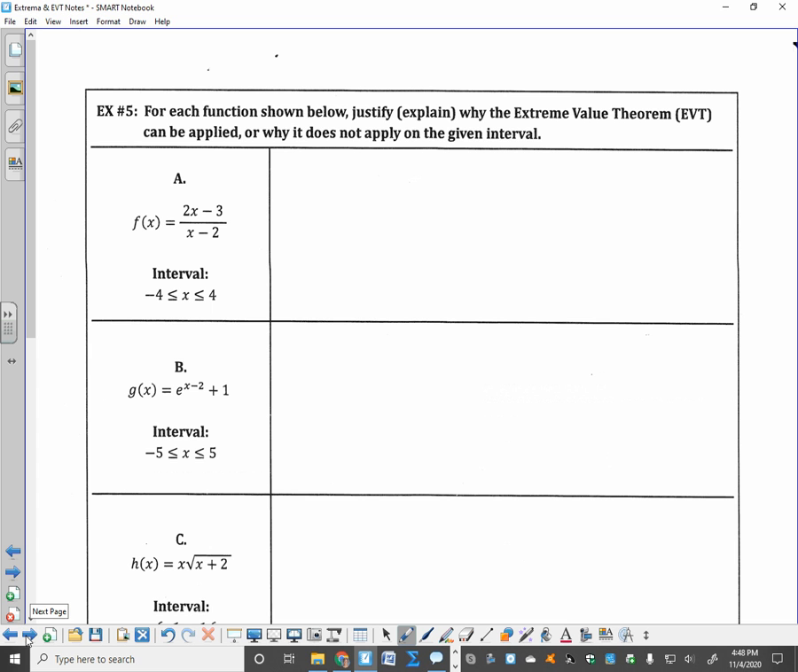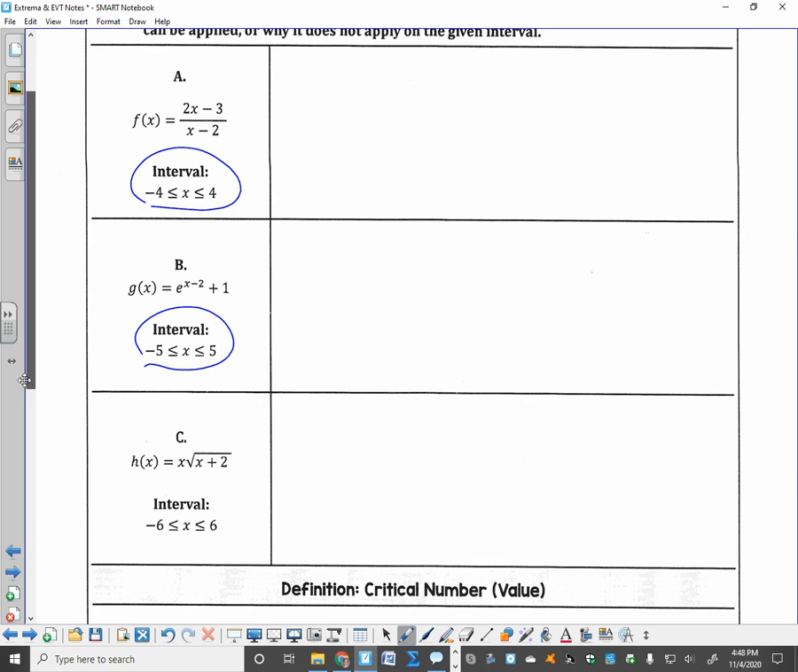Okay. For each function shown below, justify why the EVT can be applied or why it does not get applied. So right now we're not finding anything. I just want to know, does it apply or does it not? So tell you what, I want you to try these, A, B, and C. Tell me if it does apply. Here's your closed interval. So I want you to write whether it does or does not apply and why. So pause me.